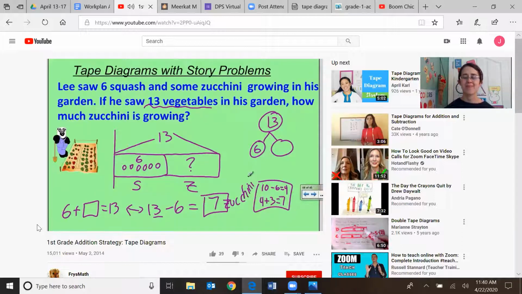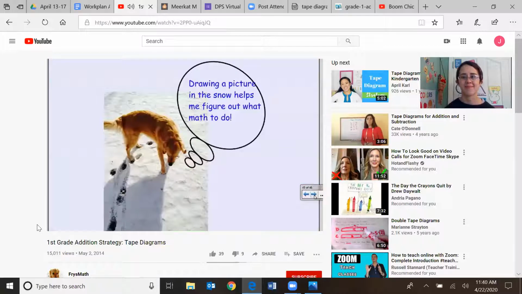So all drawing these tape diagrams does is it really sets me up to be able to make sense of the problem. I think story problems are hard, but if I can draw a picture to look at it, it makes it easier. Let's check out what Scoop has to say.